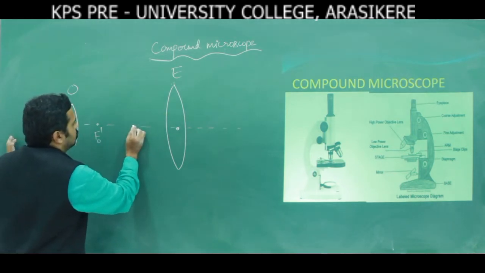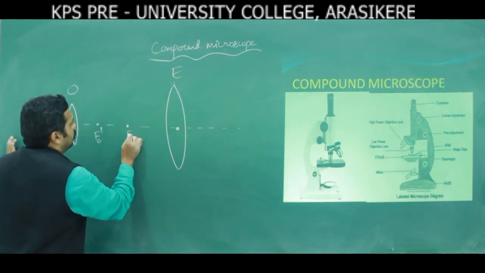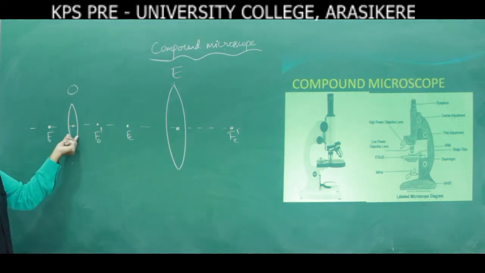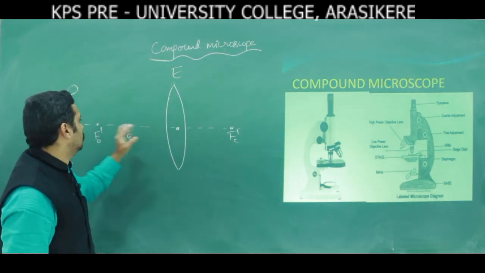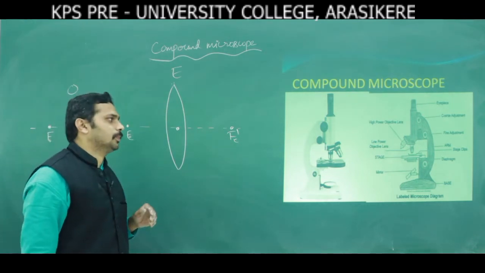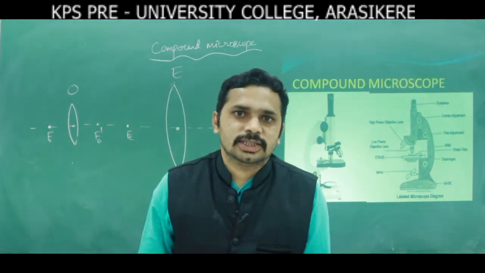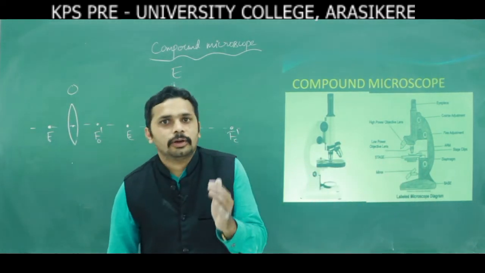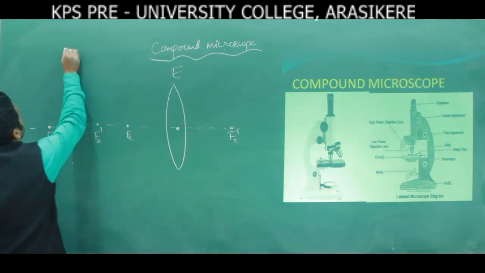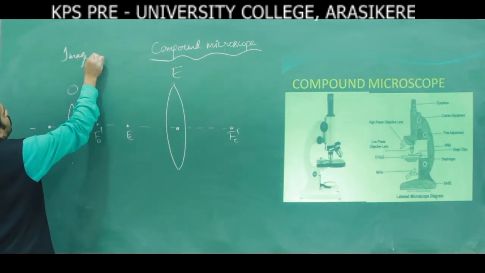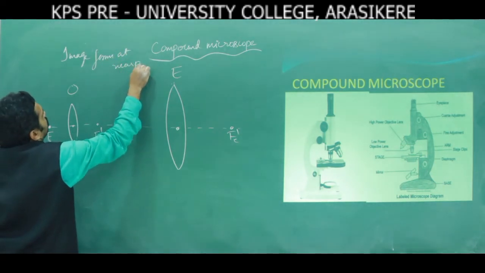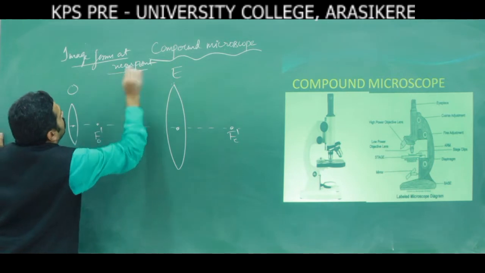For the eyepiece lens, we know the two focus points, Fe and Fe dash. Know that this is the small objective lens, its aperture is less compared to the eyepiece lens. This is small, this is big. Now here are the two cases: the image forms at near point, and the image forms at far point. First we are going to discuss the image forming at near point.